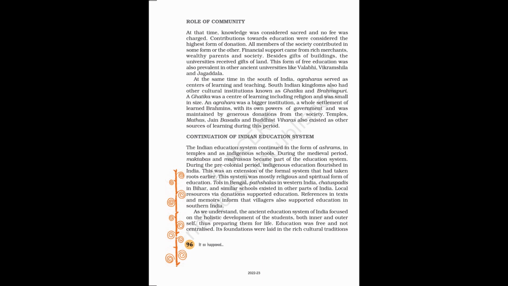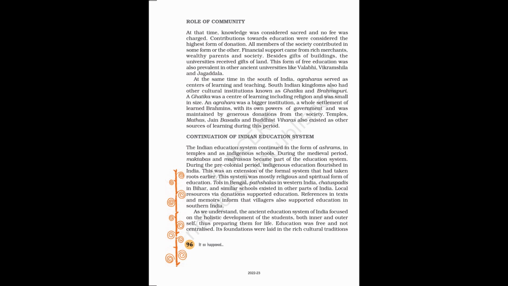Continuation of the Indian education system. The Indian education system continued in the form of ashrams, in temples and as indigenous schools. During the medieval period, maktabas and madrasas became part of the education system. During the pre-colonial period, indigenous education flourished in India. This was an extension of the formal system that had taken roots earlier.